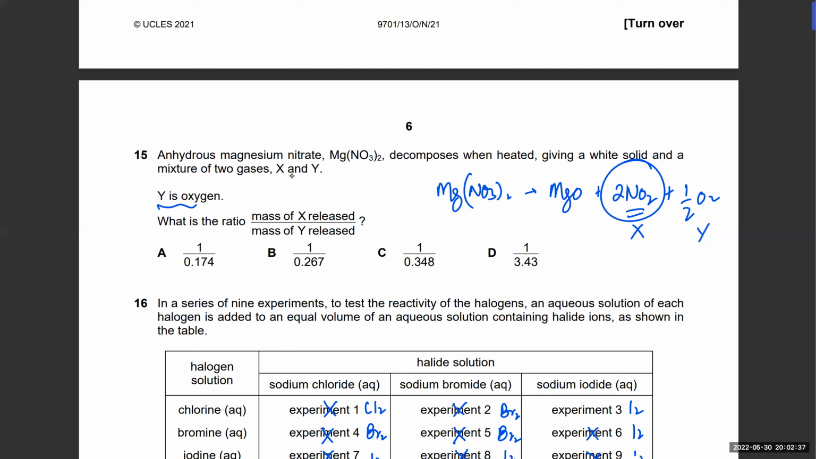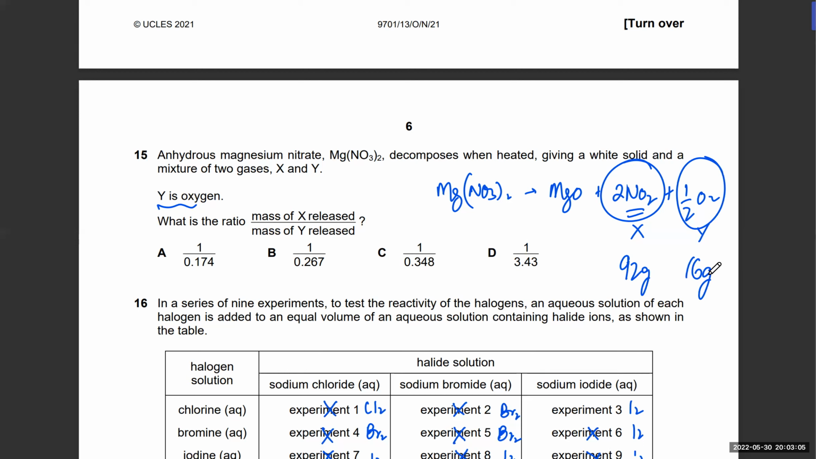2 NO2, right? N is 14, 16 into 2 is 32 plus 14, that's 46, and there are 2 of them. So let's assume that 2 NO2 are produced. That's 46 into 2, that's 92 grams. And half O2, that's 32 grams into half, that's 16 grams. So I just took 2 moles of NO2 being produced and half a mole of O2.